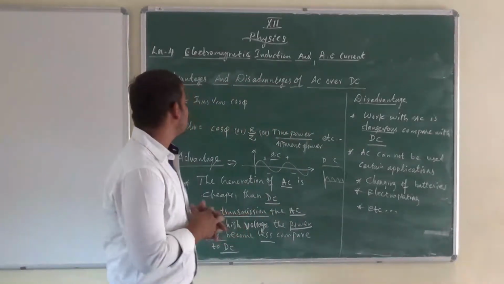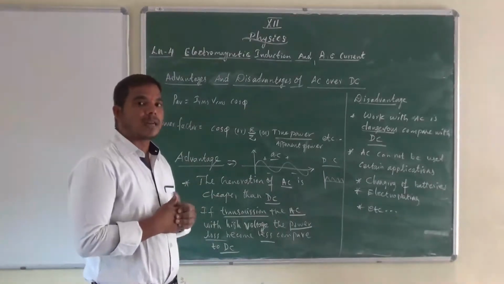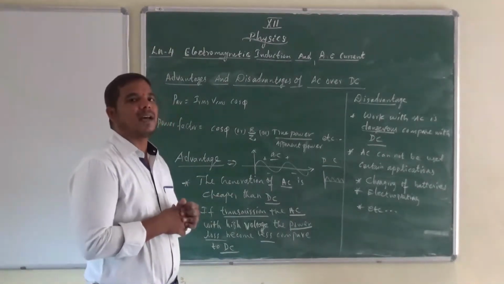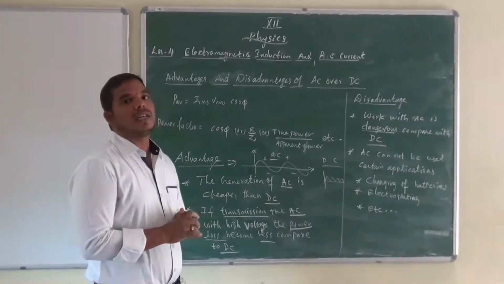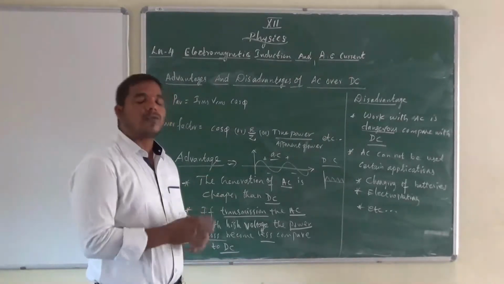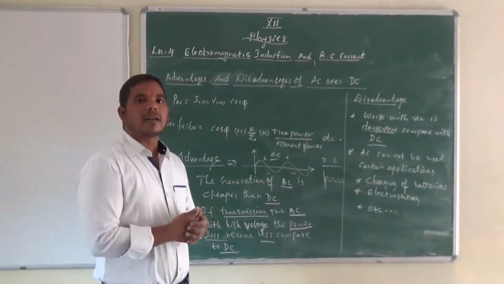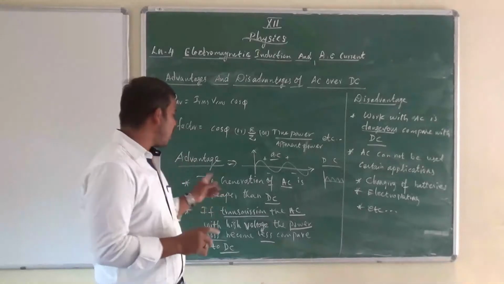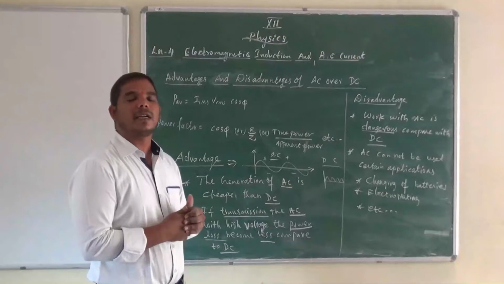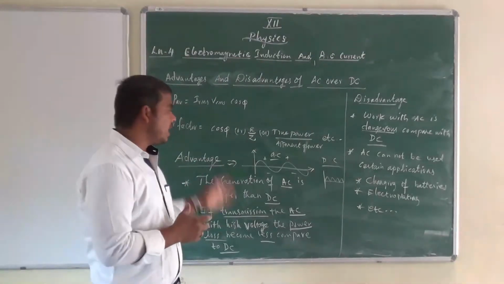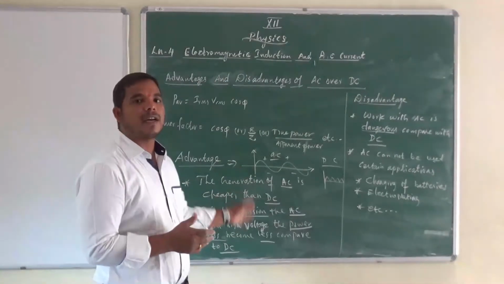This is a very important question for 2 and 3 mark level. For 2 marks, they will ask either the advantages or the disadvantages. If 3 marks, they will ask both. Otherwise, in a 5 mark question, there will be 2 parts. One part is advantages and disadvantages, and the second part they may ask any other question. So it is very important. Don't hesitate, study this question. If you have any doubt, please ask.